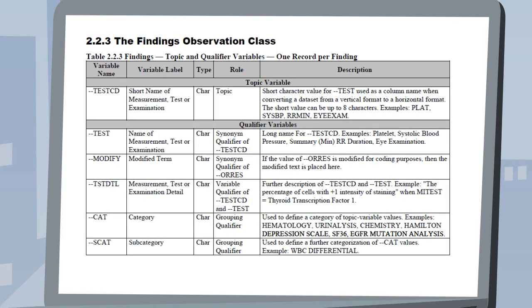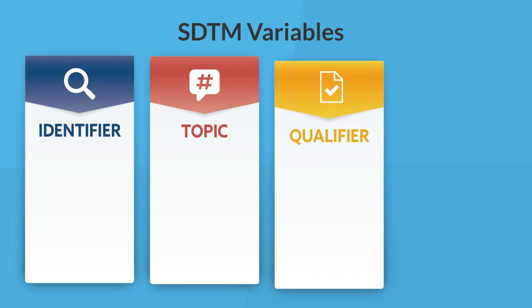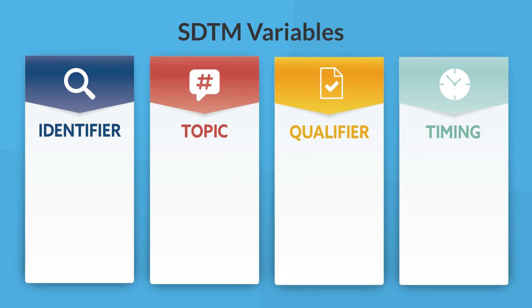You will notice that variables in the SDTM all begin with dashes. These dashes are placeholders for the 2-letter domain code in the SDTM-IG. Variables in SDTM can be broken into the following 4 types: identifiers, topic variables, qualifiers, and timing variables. Identifiers indicate the subject, the domain, the record sequence, and other identifying information.